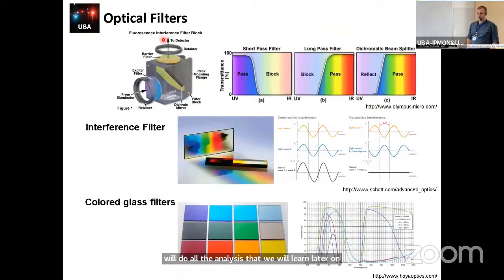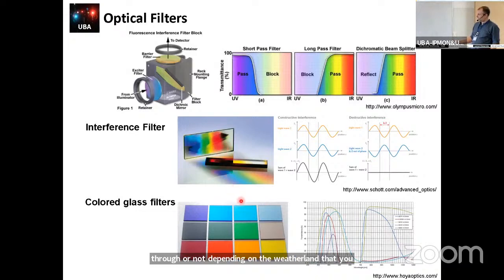Then we need optics to split excitation and emission, to select the region or the band of fluorescence we want to collect. And there are basically different technologies. I want just to cover two. One are the interference filters, in which basically we can deposit on top of a glass different materials that can interfere constructively or destructively with the light that's coming, and it will enable the light to pass through or not, depending on the wavelength that you select.